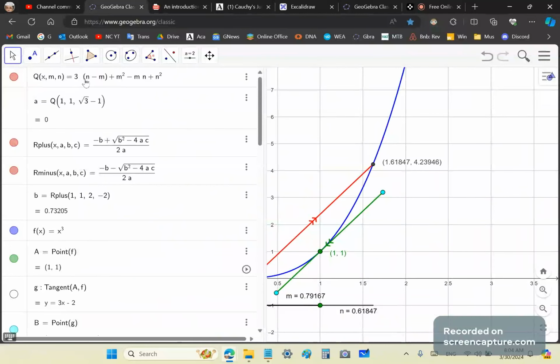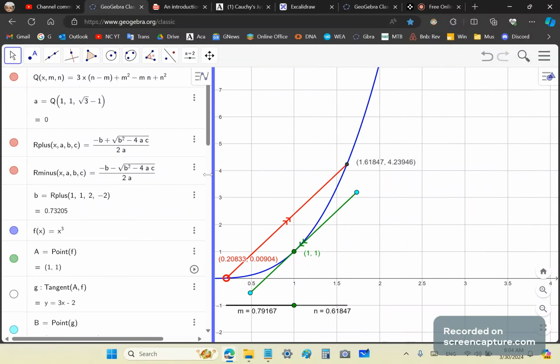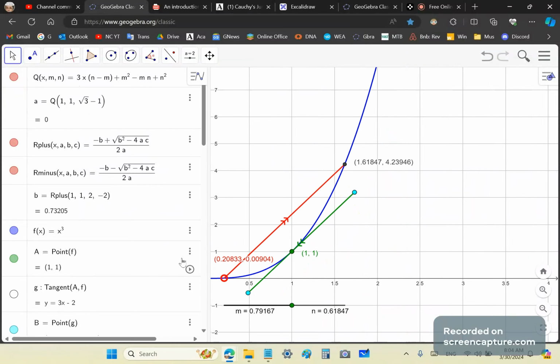So if you want to say x, that's fine too, because x is the parameter, okay? So x, m, and n are passed to the auxiliary equation. And I'll show you here where I'm passing x is 1, m is 1, and n is square root 3 minus 1.